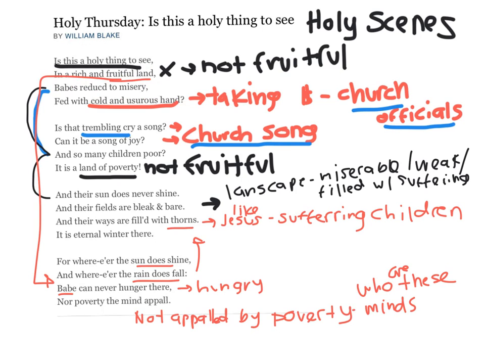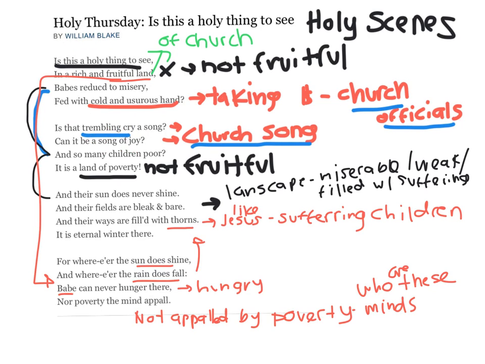And at this time, industrial England was doing very well, and so were the church officials, which is referring to the rich and fruitful land in which the church officials lived. And so Blake is saying, no, this is not a rich and fruitful land. It's a land of poverty, as there are all these miserable children, and they're attending this Sunday school that's been funded and provided by the church, and they have these trembling cries. And he's asking if it could be a song of joy. And again, if this is a holy thing to see, the church undermining the poor people.